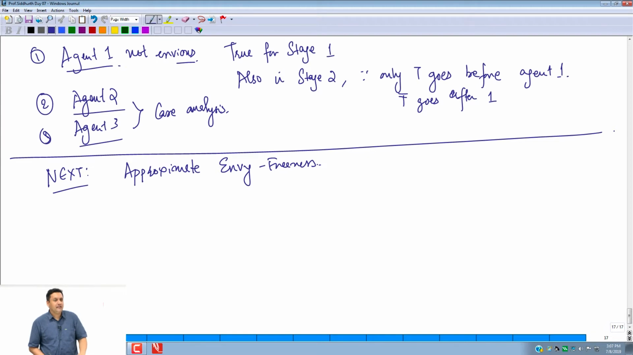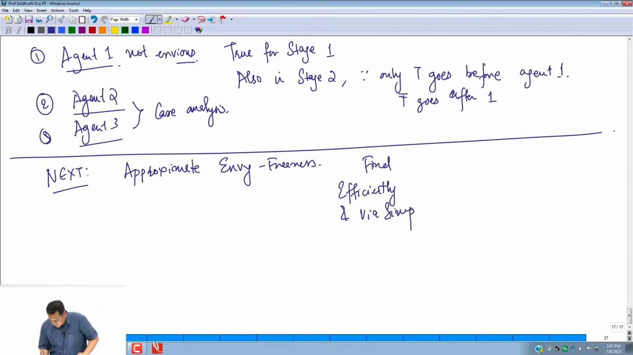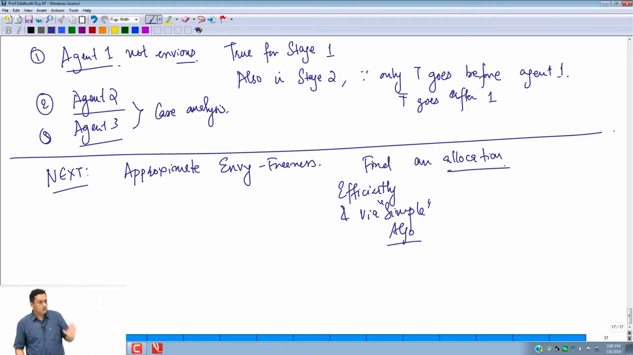Okay, what do I mean by approximate NV freeness? What I mean is that I will find, efficiently, again efficiently in my favorite Robertson-Webb query model, and arguably by a fairly simple algorithm, an allocation. And again, when I say allocation, now I'm back to my more stringent requirement that I'll find these intervals. So every agent gets one unique interval, a contiguous connected piece of the cake.